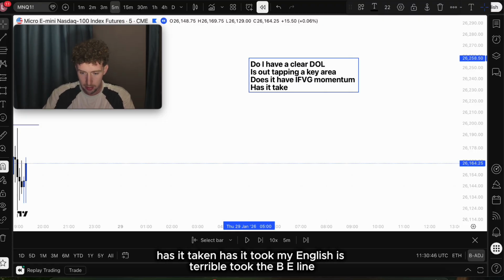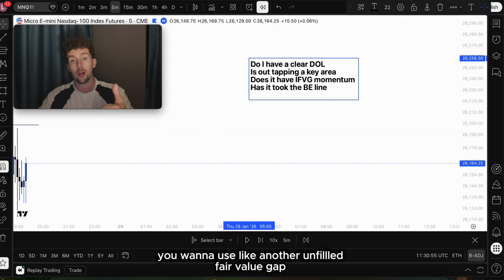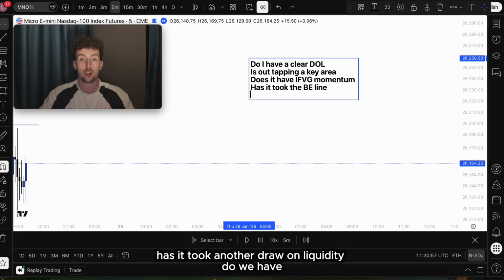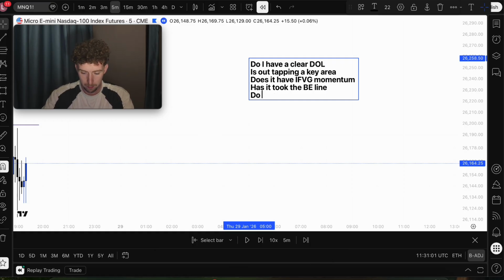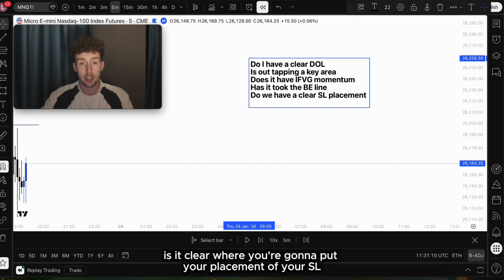Has it took, my English is terrible, took the BE line? Has it took a break-even line you want to use, like another unfilled fair value gap? Has it took another draw on liquidity? Do we have a clear SL placement? That means, is it clear where you're going to put your placement of your SL?